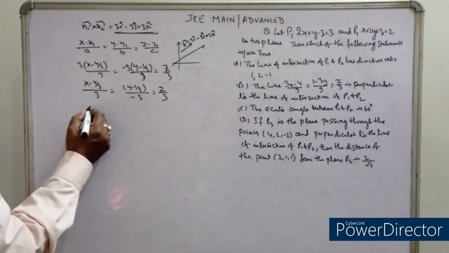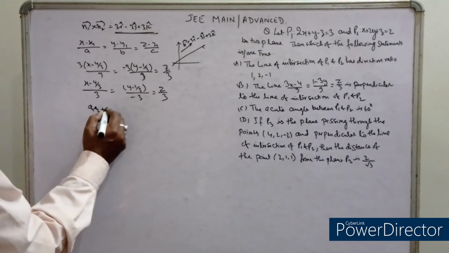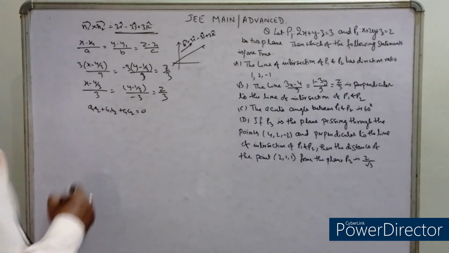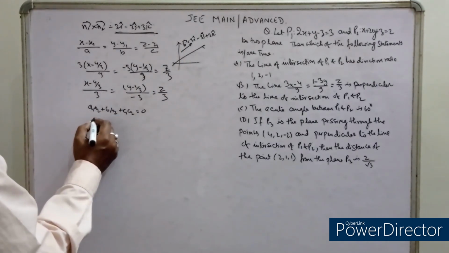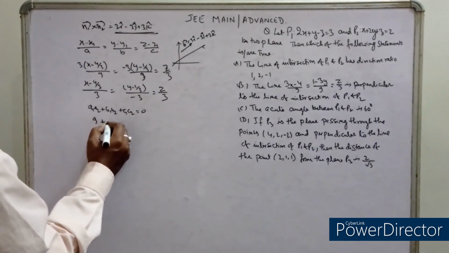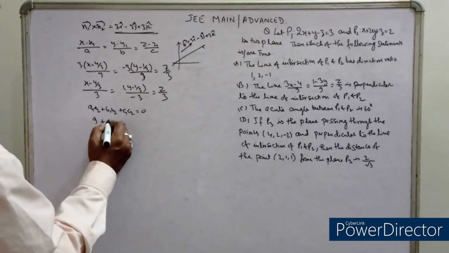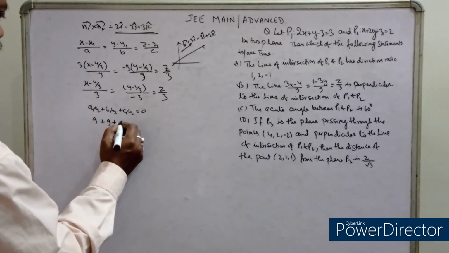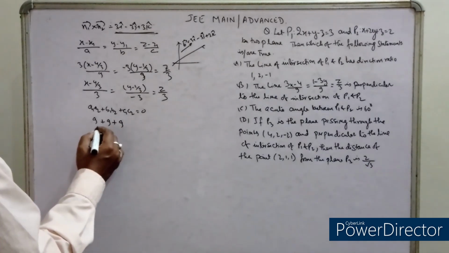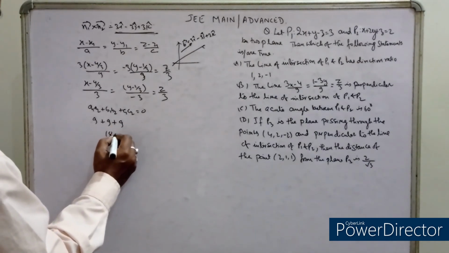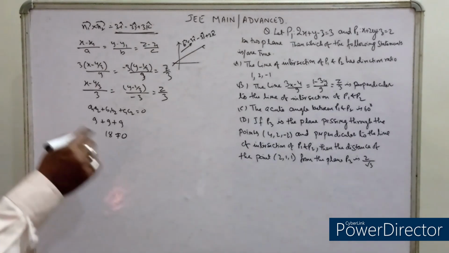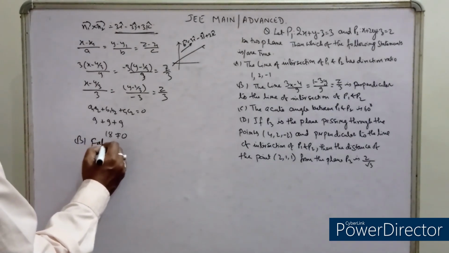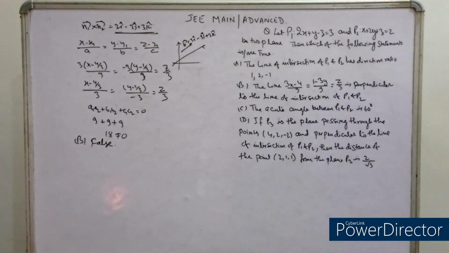So for this, the theory is A1 A2 plus B1 B2 plus C1 C2 will be equal to 0. So 3 into 3, this is 9. Again 3 into 3, this is 9, and again 3 into 3, this is 9. So this comes out to be 9 3s are 18. So this is not equal to 0. So here again your B option is false.